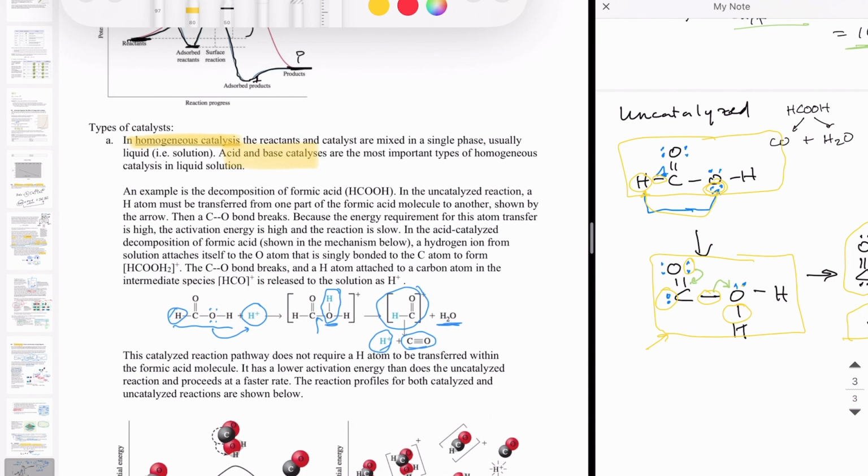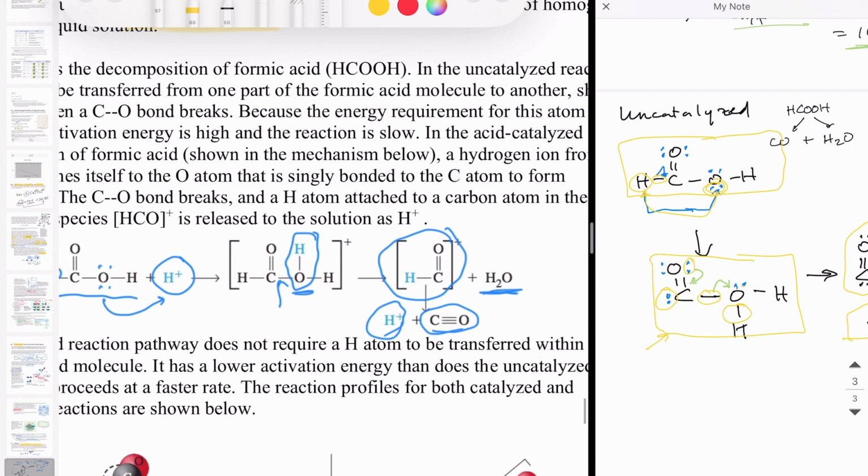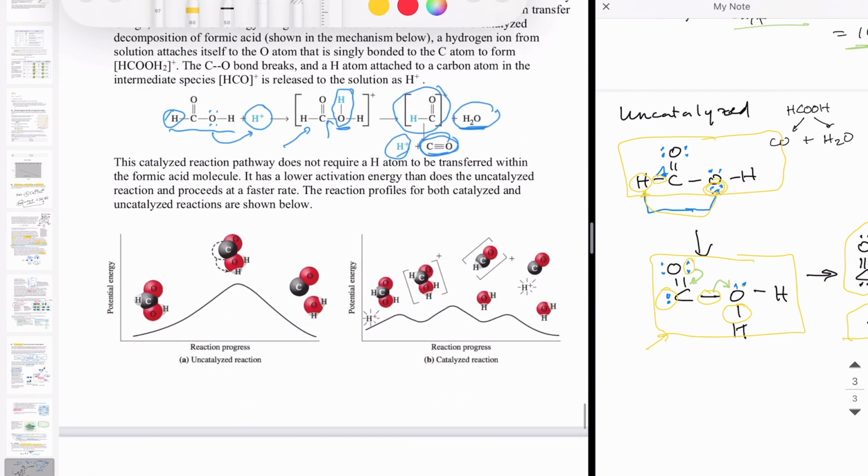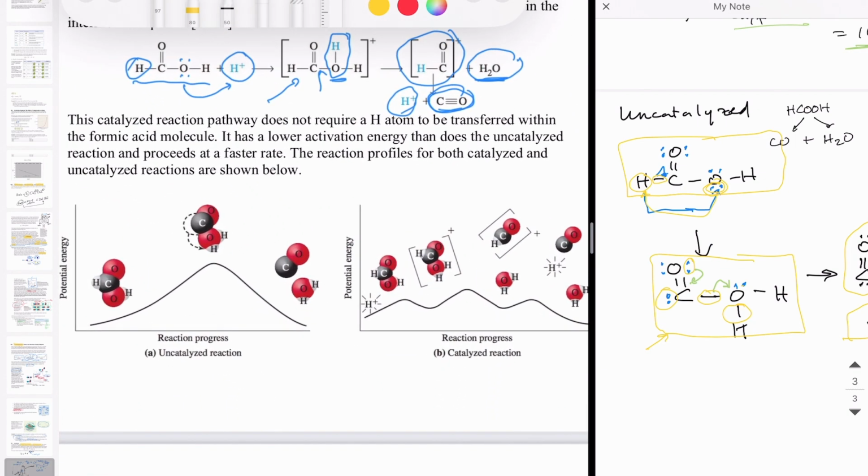That's an important fact about a catalyst. It doesn't actually get used up. It gets regenerated at the end of the reaction. This new path where you form this molecule and then you generate one product first and then the next product, that's a new path that the reaction goes through. So it can be shown in this energy diagram right here.